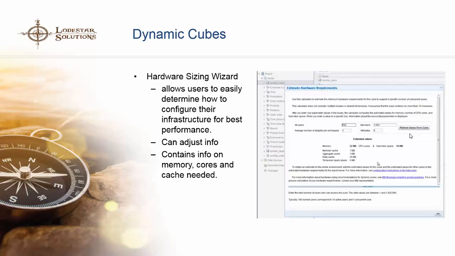So Dynamic Cubes also has a number of updates in this release. There is now a hardware sizing wizard that allows users to determine how to best configure their infrastructure for best performance. You can do some what-if and see new results. So by adding in more users or number of different things on a workspace that's being used, whatever it may be, it then gives you info on the memory needed, the number of cores, the caching, all that good stuff. So it helps you size your hardware for better and more efficient results.